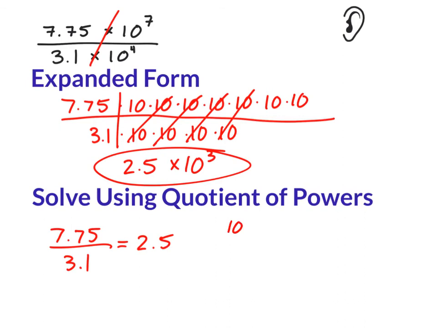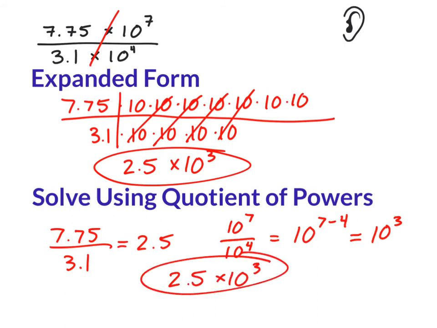So 10 to the power of 7 divided by 10 to the power of 4 is actually 10 to the power of 7 minus 4 because I'm dividing them. So when I divide numbers with the same base, I can subtract their exponents, and this becomes 10 to the power of 3. So my answer is 2.5 times 10 to the power of 3.